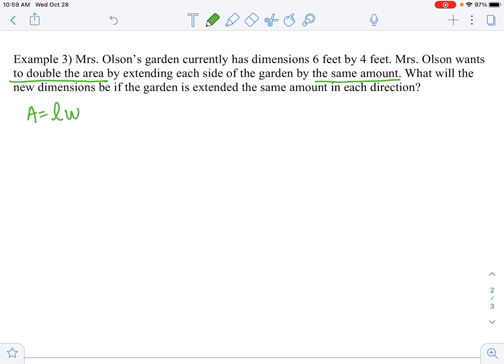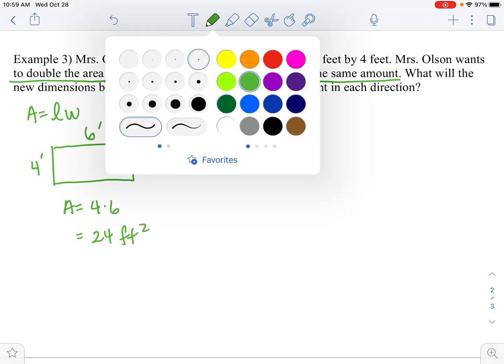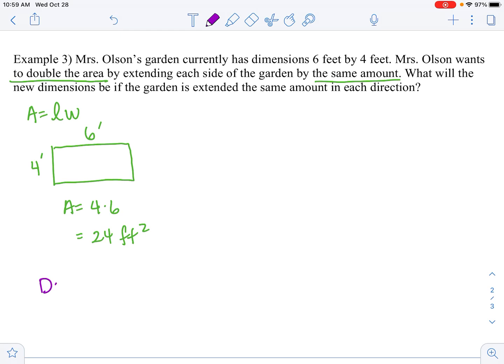The current dimensions are 6 by 4, and for feet, you put a little tick mark there that represents feet. That means the area of this current garden is 24 feet squared. If we want to double the area, that means we want it to be 48. Double that amount, we'll get 48 feet squared.